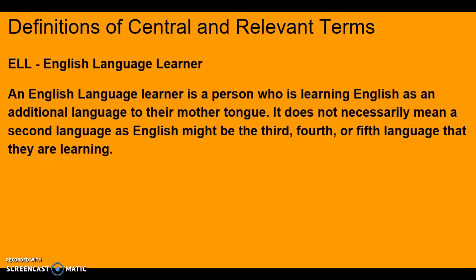So we look at definition of central and relevant terms. We look at what an English language learner is. So an English language learner is generally a person who is learning English as an additional language to their mother tongue. It doesn't mean that it is their second language as it was once defined. We used to say English as a second language, but we look at it more as an English language learner because some people, this could be their third, fourth, fifth, sixth, seventh language, depending on where they're coming from and what their background is. So that's how we define that, is someone simply learning the English language.